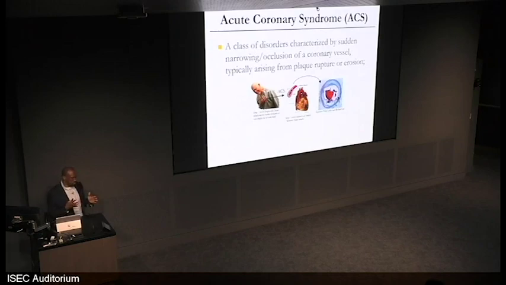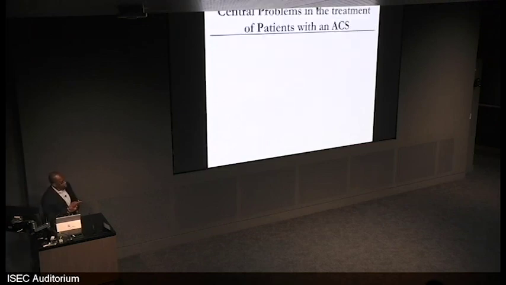And it's using those data very early on that one has to make a determination as to what's going to happen to the patient and the patient's disposition. So this leads to a number of problems. So there are central problems in the treatment of patients with this very serious disorder, acute coronary syndrome.